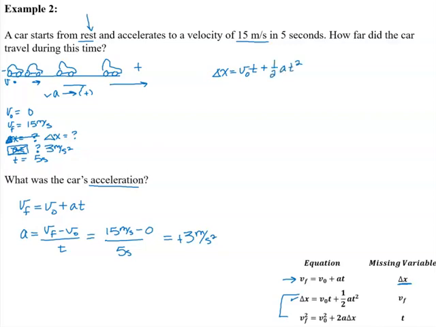My initial velocity is 0, so this whole term is 0. So delta x is equal to 1/2 times 3 times 5 seconds squared, which means my seconds are all going to cancel. And I get 37.5 meters.